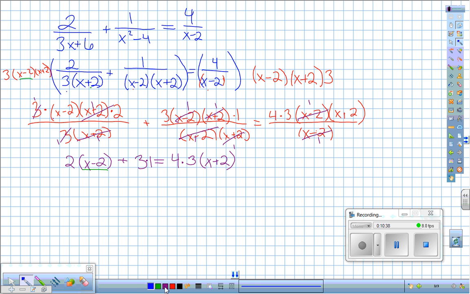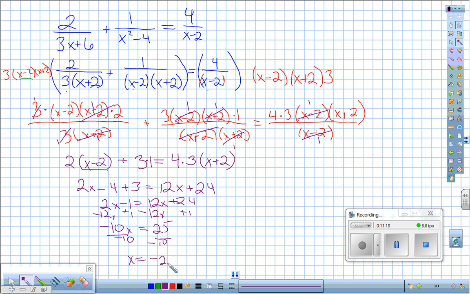So I will have 2x minus 4 plus 3 equals 12x plus 24. I'm going to get all my numbers and all my letters on the same side after I add my like terms. Okay, so I'm going to add 1, add 1. I'm going to subtract 12x at the same time. And I will have negative 10x equals positive 25. I'm going to divide by negative 10. Divide by negative 10. And x will equal negative 2.5.